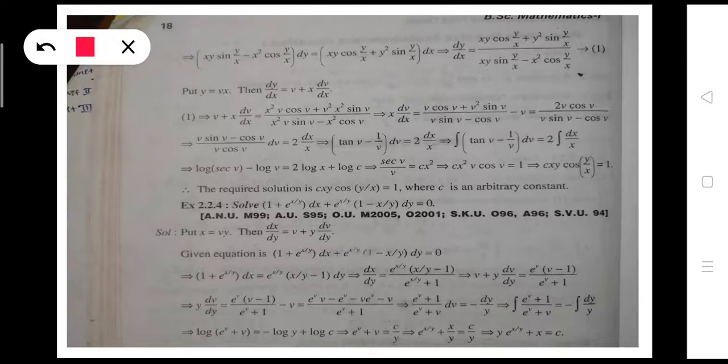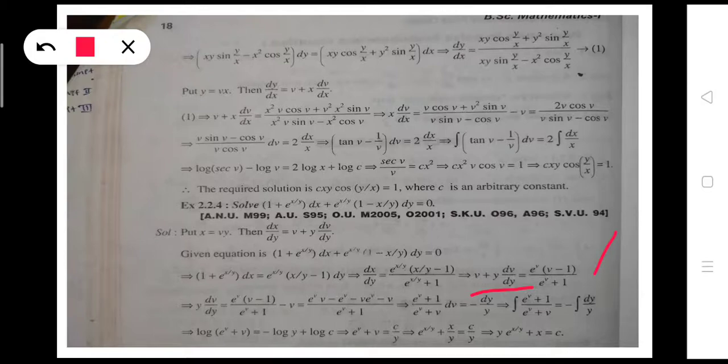What is dx/dy? dx/dy = e^(x/y) (x/y − 1) / (e^(x/y) + 1). And here substitute the dx/dy value and x = vy in the given equation. That is written as v + y dv/dy = e^v (v − 1) / (e^v + 1).